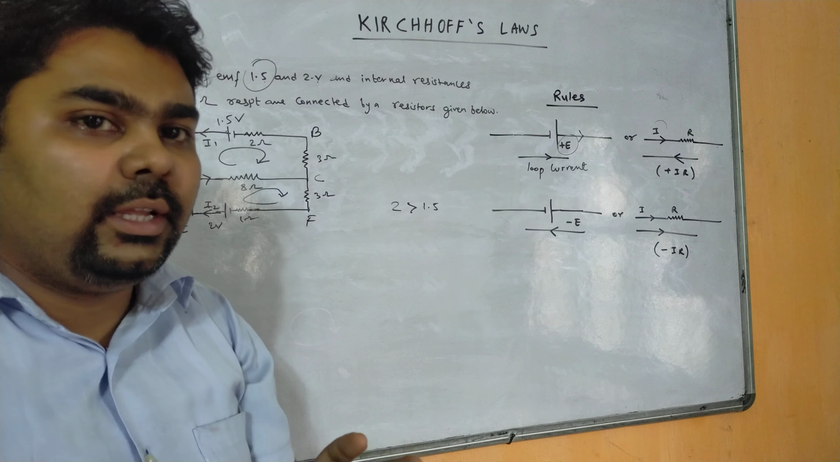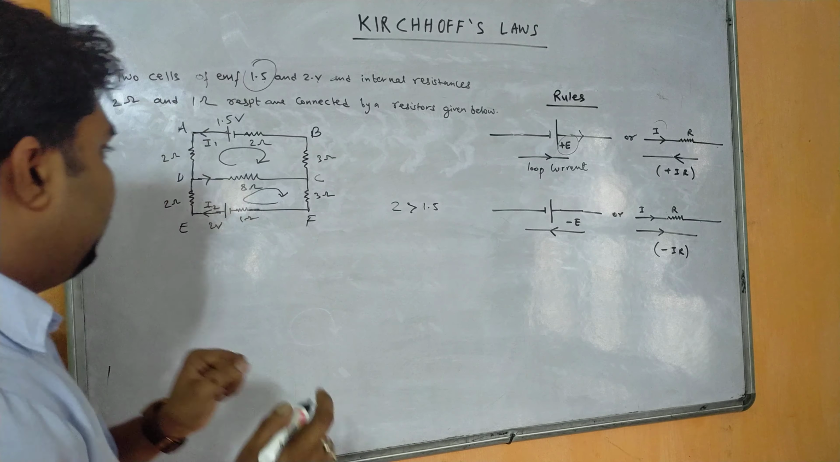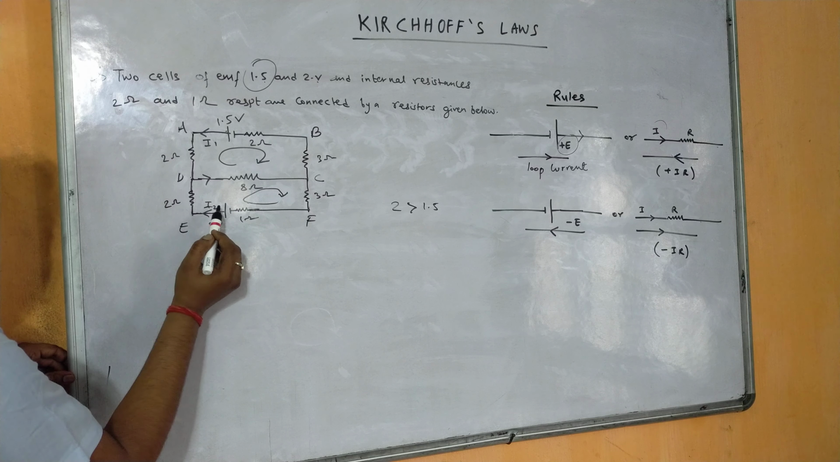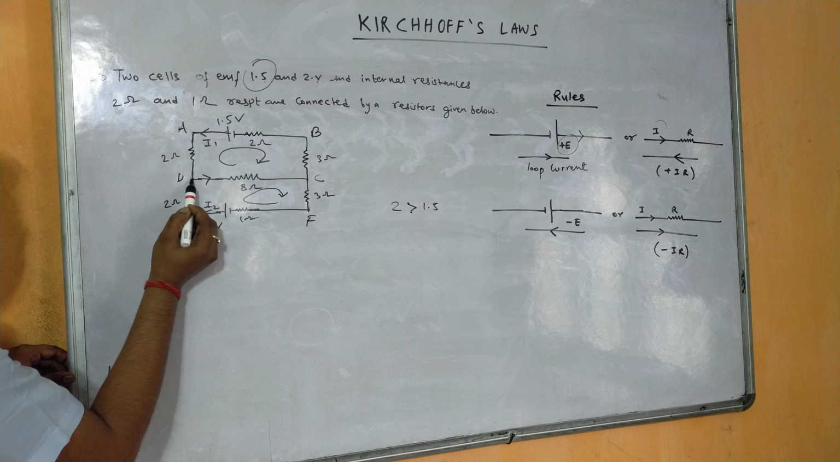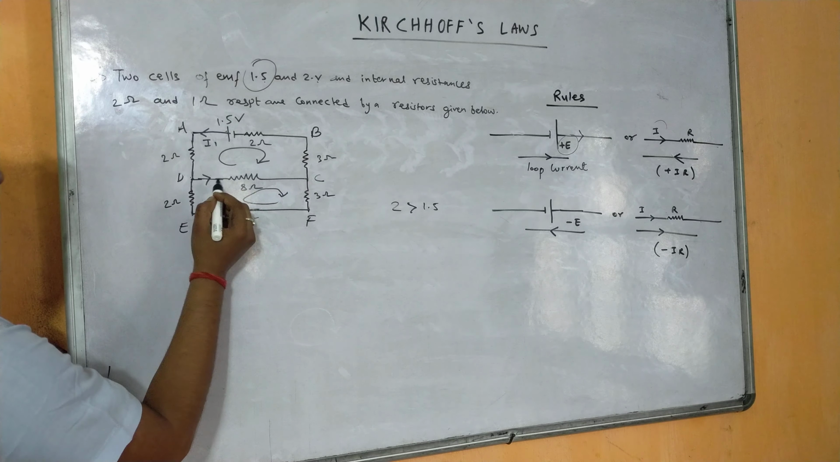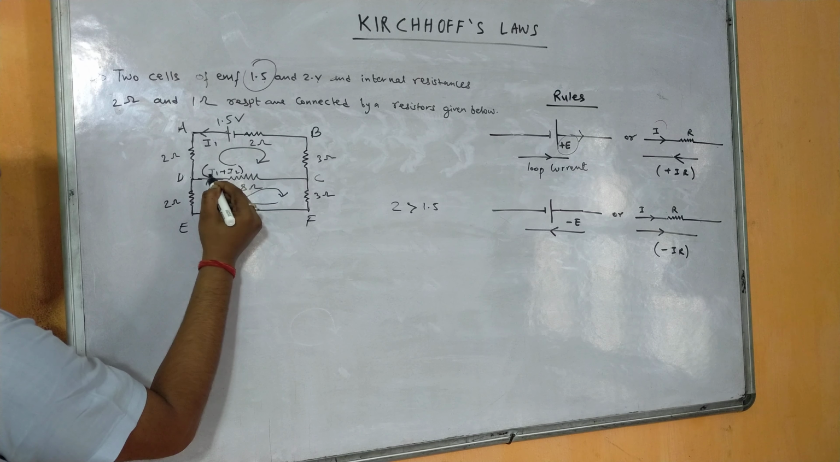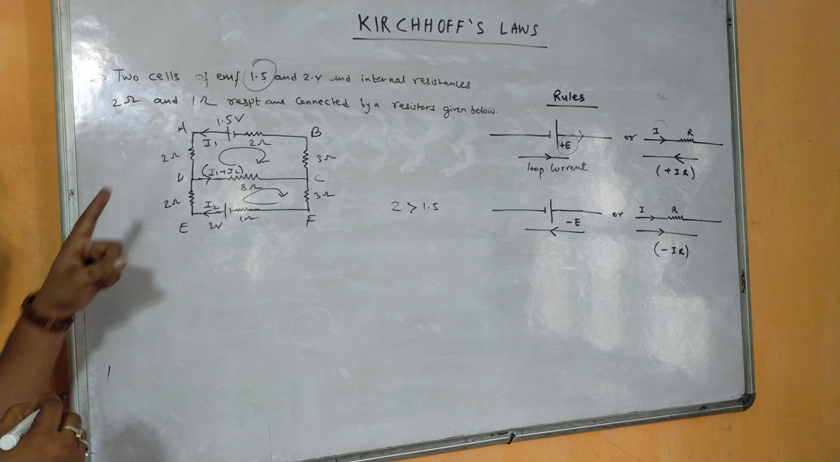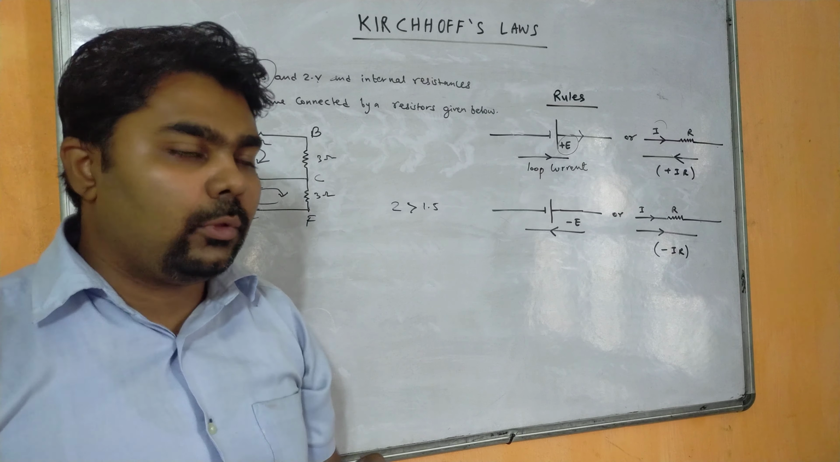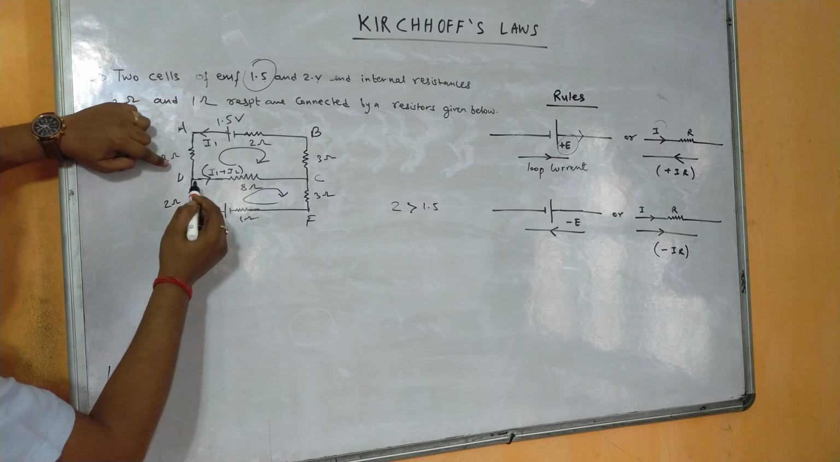That means at this junction the total current should be 0. That means here the total current is I1 plus I2, that will move through this branch, that is I1 plus I2, right? So that means this is based upon the first rule of Kirchhoff's law, that was the current rule or the junction rule, right?